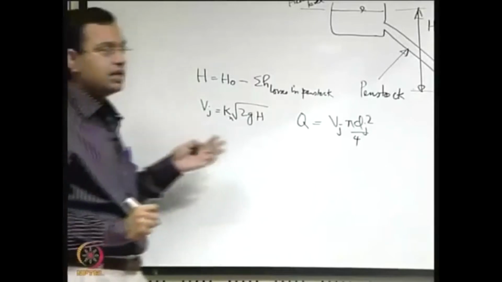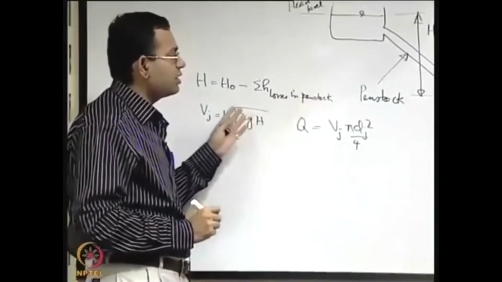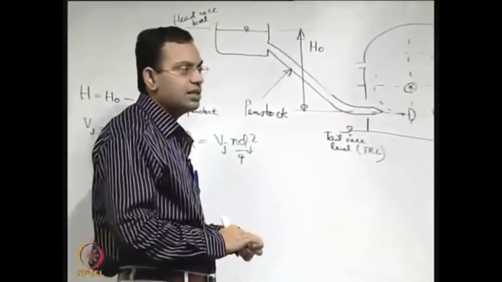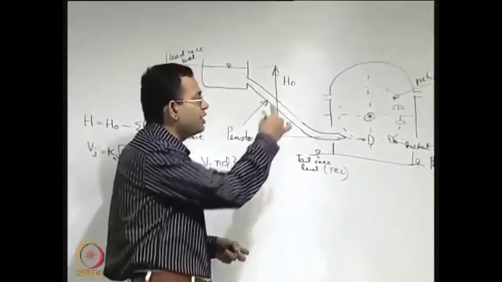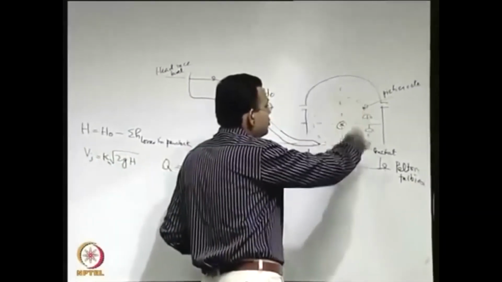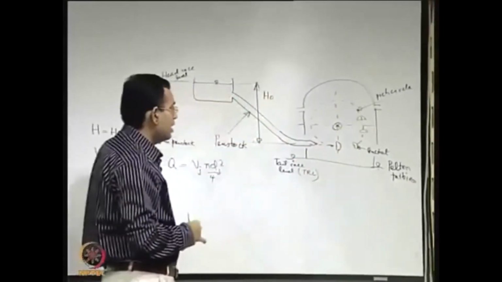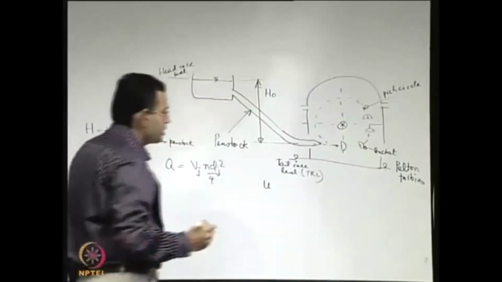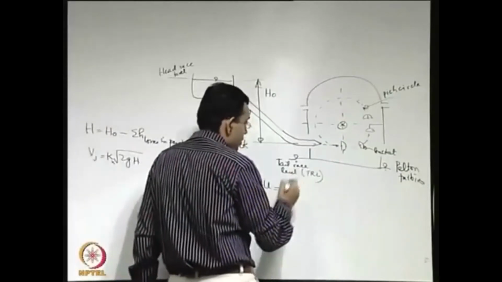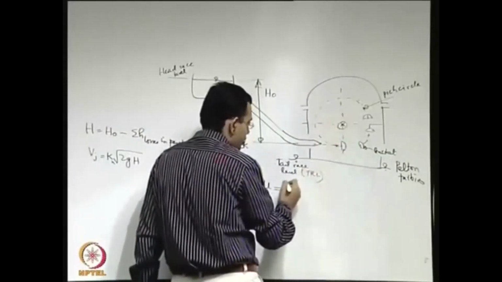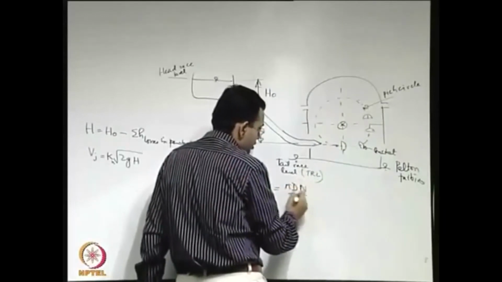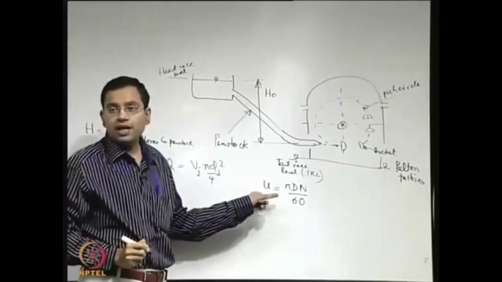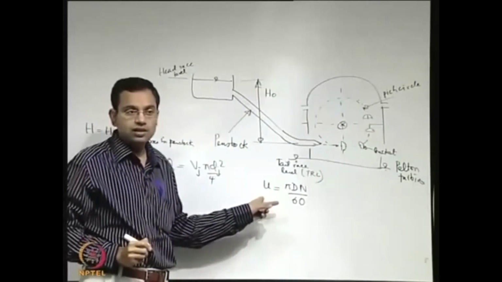Now, the next thing is, when you consider the speed with which the jet is falling on the bucket, next is what is the rotational speed with which this wheel will rotate. If you have a tangential speed u, then the tangential speed u is nothing but omega into r, so pi D N by 60. This is the tangential speed at the pitch circle, so that you have to understand.